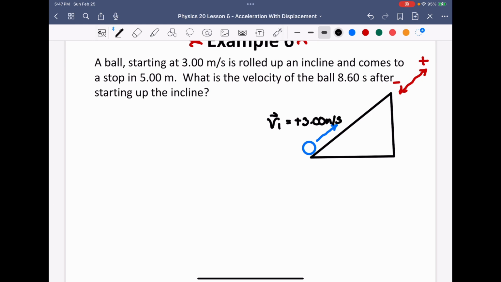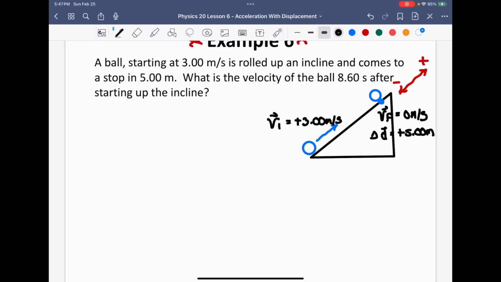It then reaches, after 5 meters, some point on the ramp. So I'm going to draw the ball maybe right here. And right about here, this is that point in which it transitions from positive velocity to negative velocity, or where the velocity final is equal to 0 meters per second. When does that happen? After a total displacement up the ramp of positive 5.00 meters. So you may want to make sure you write that in there. Okay, what is the velocity of the ball 8.6 seconds after starting up the incline?